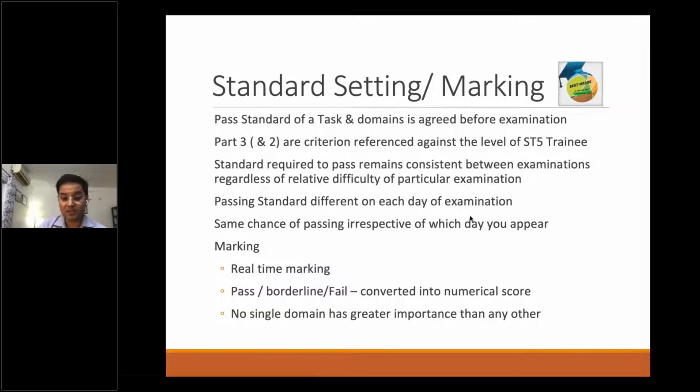So the passing standard for each examination may vary, but the overall chances are the same irrespective of when you appear. And then they judge you as pass, borderline, or fail, and numerical values are given to them. For pass it is 2, for borderline it is 1, and for fail it is 0. So they convert it into a numeric score, and then a global score is calculated, and based on that, and whether you reach the expected standard or not, you are considered pass or fail.